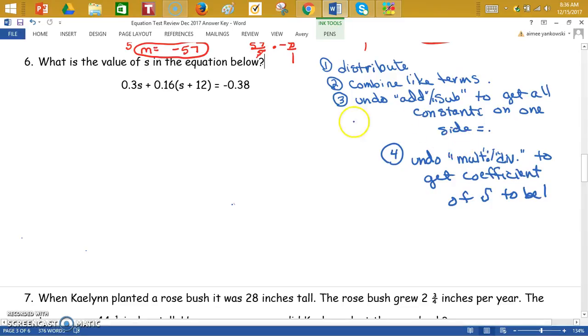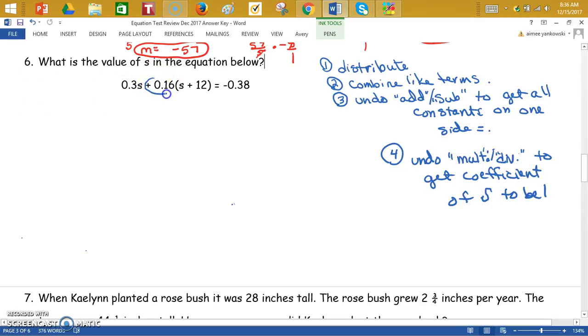When I have to solve a multi-step equation, I always distribute, then combine like terms, then I undo my addition or subtraction to get all constants to one side of the equal sign, and then finally I undo any multiplication or division to get the coefficient on my variable to be a 1. All right, so I'm going to just run through this.